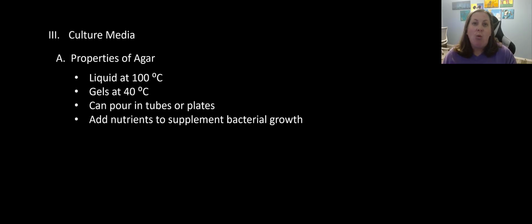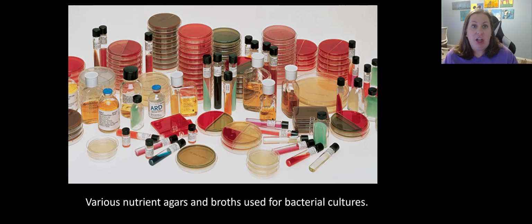When we make this agar, a lot of times nutrients are added to help the bacteria with their growth. These nutrients might have sulfur or phosphorus or nitrogen or carbon in them. They're different things that will help the bacteria grow. If you look at this picture here, you can see that there are lots of types of media. This is probably not all of them that are out there, but each of them has slightly different characteristics. You can see the colors are different. These are various nutrient agars and broths used in bacterial cultures.